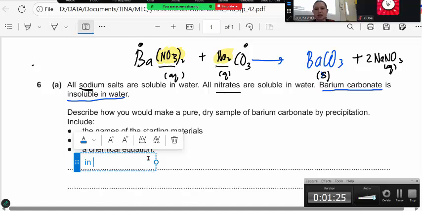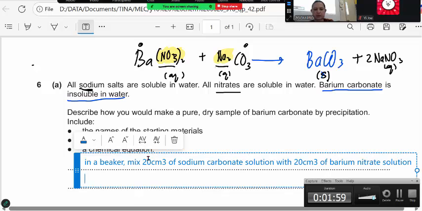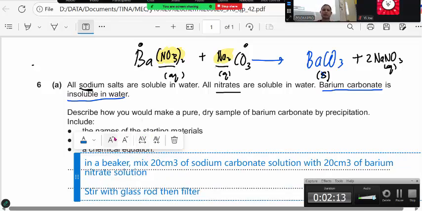So they are asking you how to do this reaction. The first thing you do is, in a beaker, mix 20 cm³ of sodium carbonate solution with 20 cm³ of barium nitrate solution. You don't have to write 20, any volume also can. Stir with a glass rod, then filter.